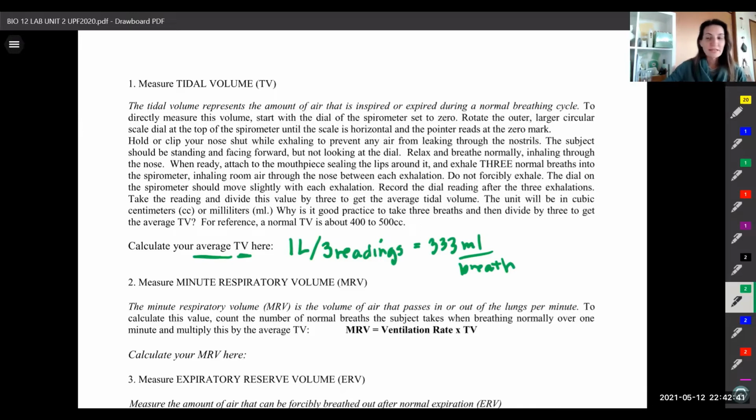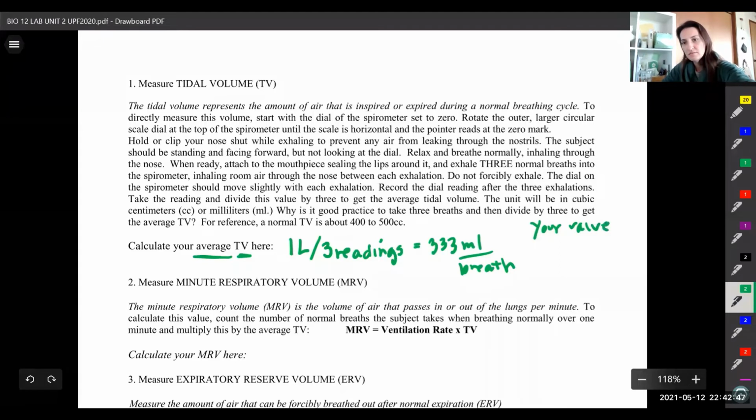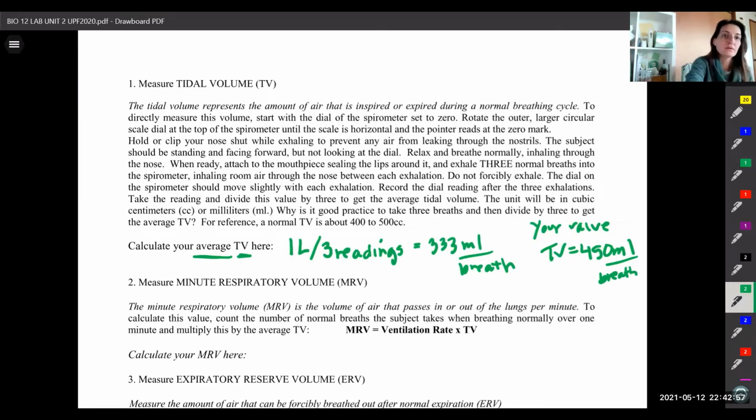The number you were given, right? Your value for TV was the 450 milliliters per breath. So that's going to be your starting point here. That's what you use whenever you need to utilize the tidal volume in these later calculations. Okay. Any questions about that so far?